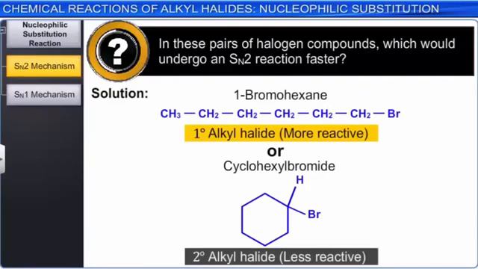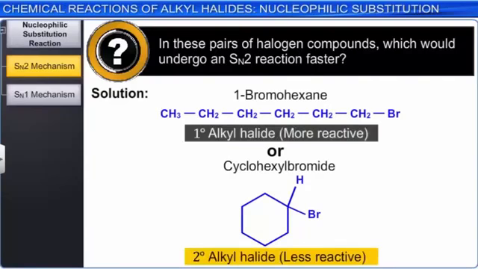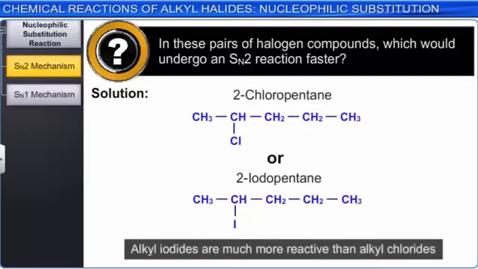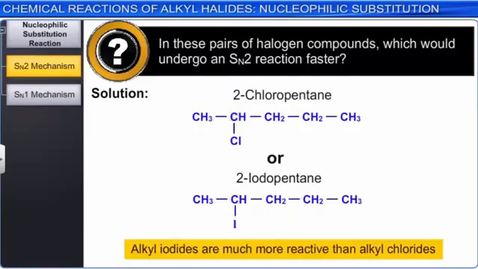1-bromohexane is a primary alkyl halide, and cyclohexyl bromide is a secondary alkyl halide. We expect 1-bromohexane, then, to be more reactive and react more quickly. For the second pair, both structures are secondary haloalkanes. However, iodine has a weaker bond to carbon than chlorine. Alkyl iodides are much more reactive than alkyl chlorides.